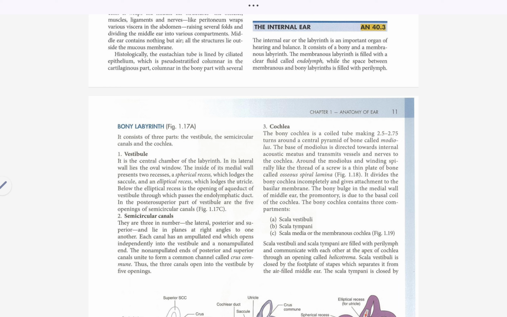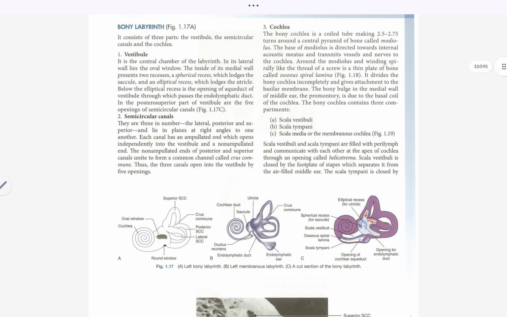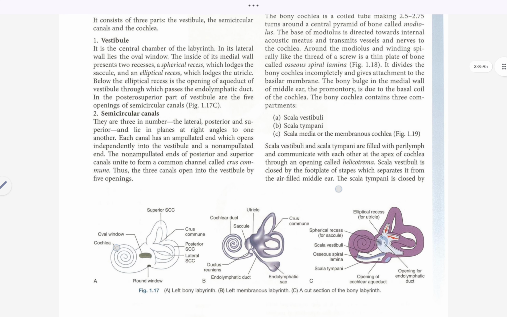Anatomy of the ear: the internal ear, or inner ear, or labyrinth. The internal ear or the labyrinth is an important organ of hearing and balance. It consists of a bony and membranous labyrinth. The membranous labyrinth is filled with a clear fluid called endolymph, while the space between the membranous and bony labyrinth is filled with perilymph. The bony labyrinth consists of three parts: the vestibule, the semicircular canals, and the cochlea.